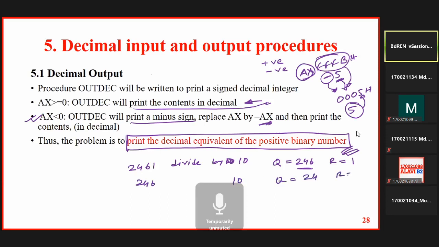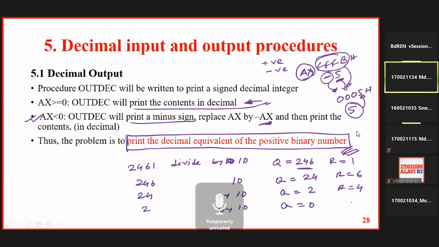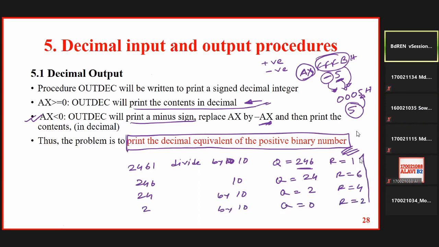24, and the remainder will be 6. Yes. Then 24 by 10, how much? 2 and 4. Then the same thing, 2 by 10, the remainder will be 2. That means you are getting the same thing, 2461, in the remainder, in the reverse direction, isn't it?